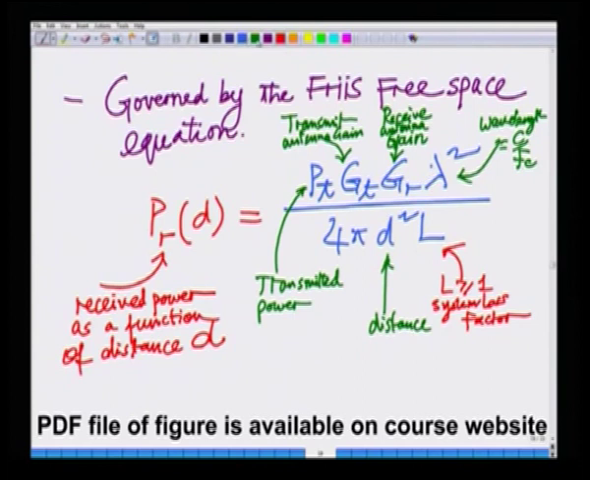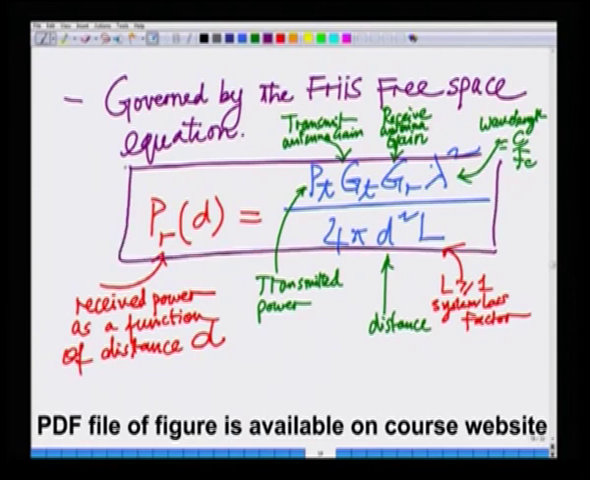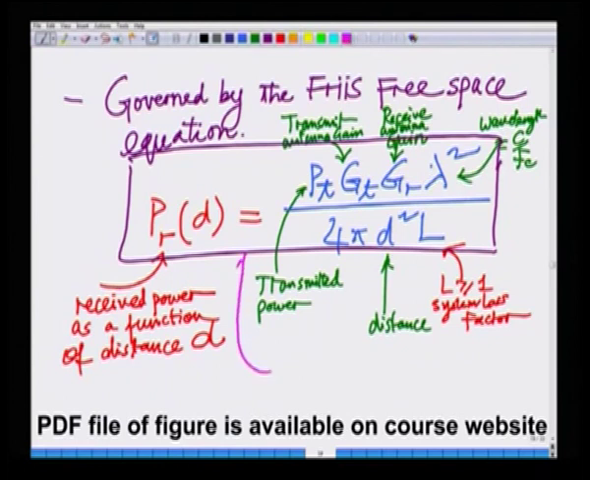Alright, so this is the expression that we have for the received power as a function of distance. This is nothing but the Friis free space equation.